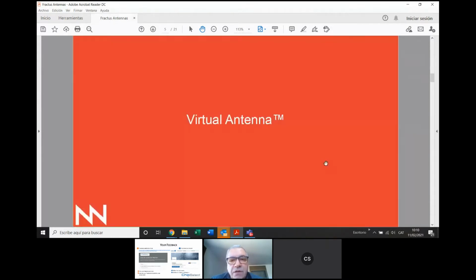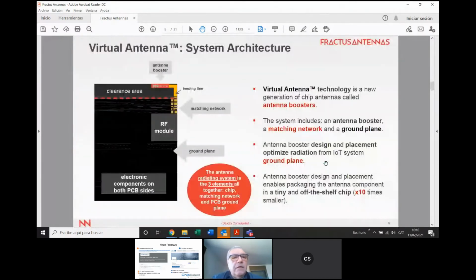Okay, before we go to the services, I will just make a quick review of the technology: what is a virtual antenna and which products we are offering to our customers. Just a quick review, probably some of you have been in the first WebTech, but I will go quickly on that. The virtual antenna is a new technology with a new generation of chip antennas, what we call antenna boosters. So the antenna is not the element itself.